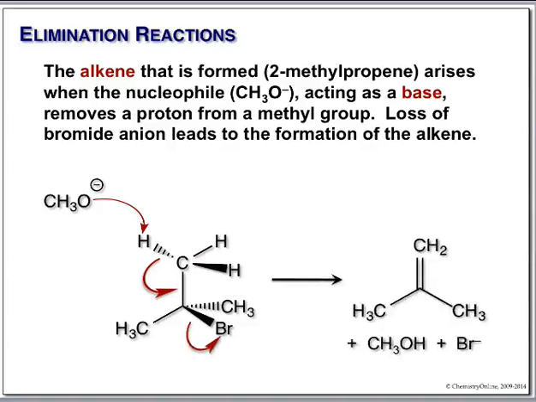Now, that's not a bad thing, because we know scads of reactions of alkenes, don't we? We know lots of things we can do with alkenes. So, synthetically, this is a good thing. We can make an alkyl halide, do elimination, make an alkene, and then do whatever we want with it. But trying to figure out how to control this is going to be the tough part.